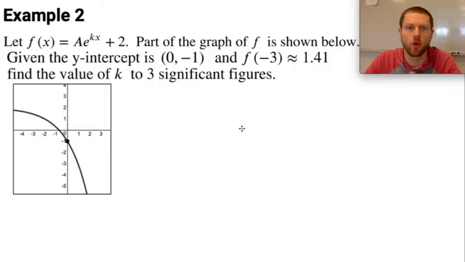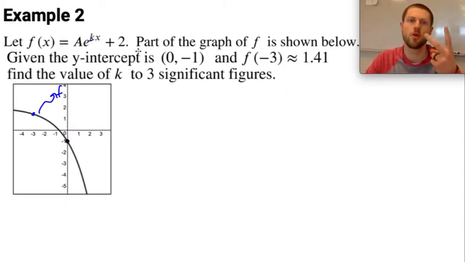We are going to be writing equations from graphs. So in this example, we have f of x equals a times e to the kx plus 2. Part of this graph f is shown below. So this graph right here is f. And it's given the y-intercept of (0, -1), and f of -3 is approximately equal to 1.41. So that's right there. We want to find the value of k to 3 significant figures.